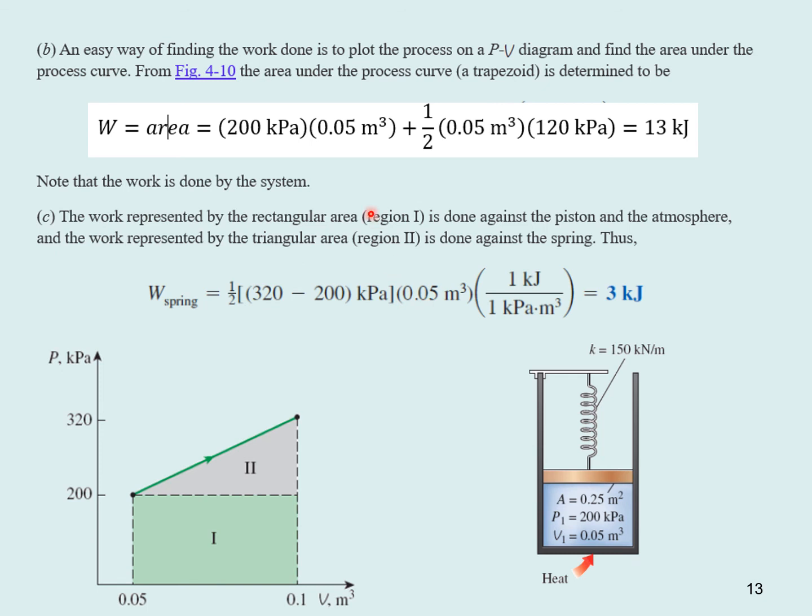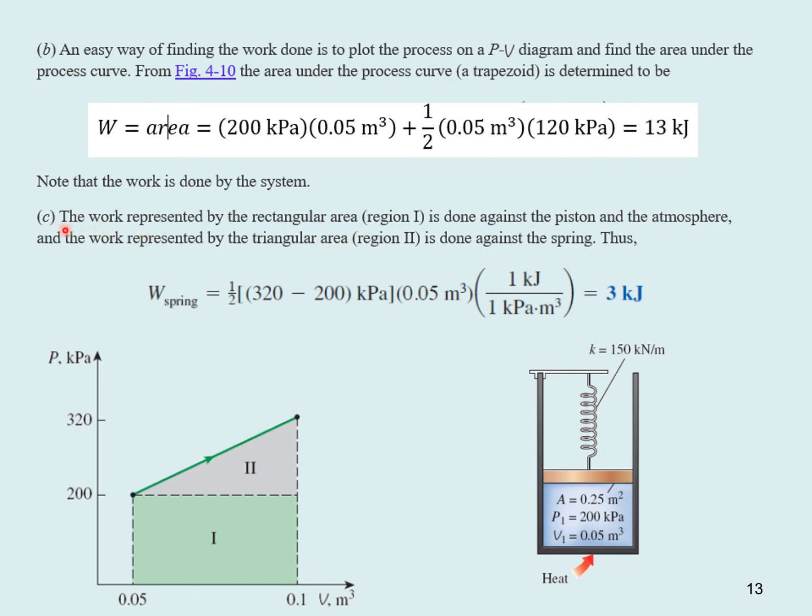Another easy way to find the work done, there's actually two methods. One way is to calculate the area under this curve. So here we have a rectangle and a triangle. The area of the rectangle is base times height, 0.1 minus 0.05 times 200. And then we can calculate the area of the triangle, which is 1/2 base times height. So it's 1/2 times this distance times this distance, which is exactly what we have here, 13 kilojoules. So this is work done by the system because, again, this is positive.